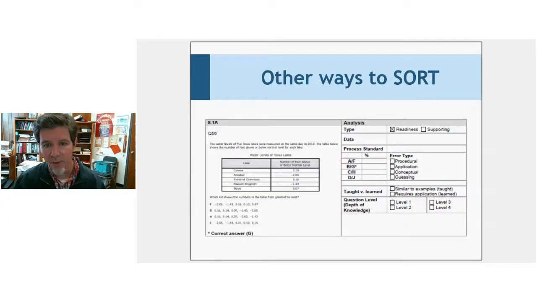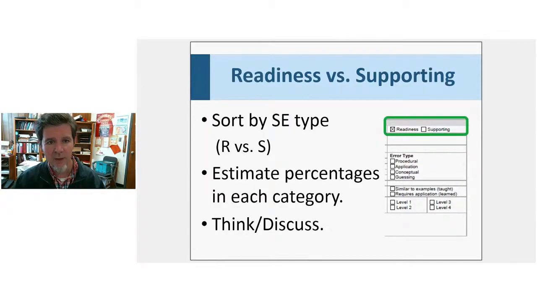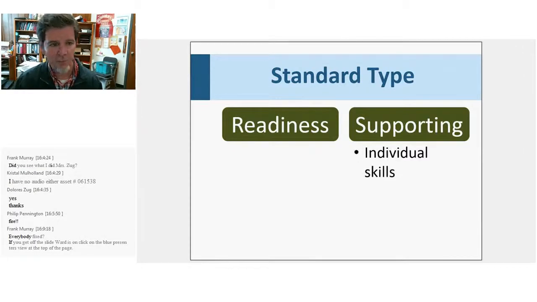Very quickly, another couple of ways to sort. You can sort them by whether they're readiness or supporting standards. Just put them into 2 piles. You could also take a look at the ones that include process standards and the ones that don't. So take your items on cards, split them into 2 piles, and then compare the percentages and see if that tells you anything.